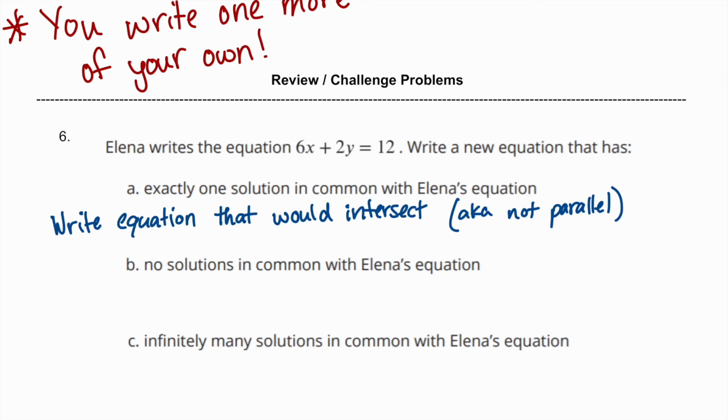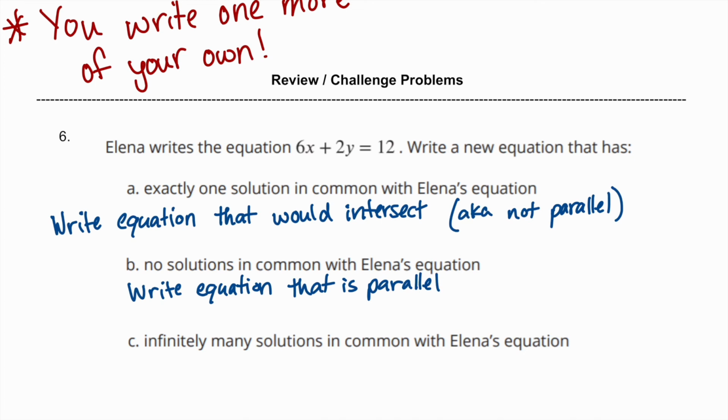Now, if we have something with no solutions in common, that is one that is going to be parallel, but we do have to change our intercept, or basically the height of our equation here. So what I like to do with this is instead of changing the coefficients on x and y, we can leave those the same and change the number that it's equal to. So we can say write an equation that is parallel. Parallel just means having the same slope.